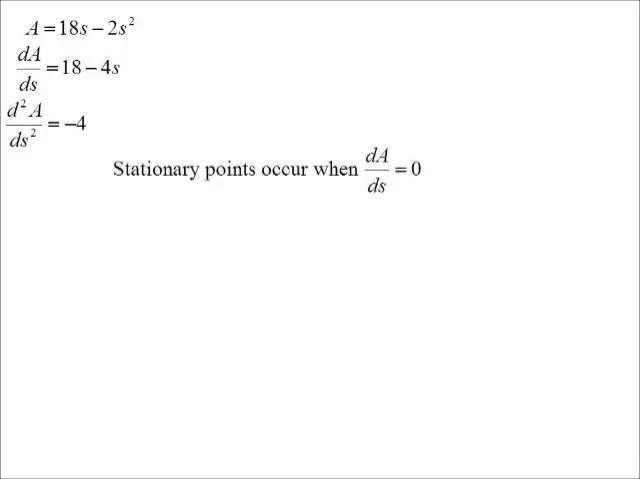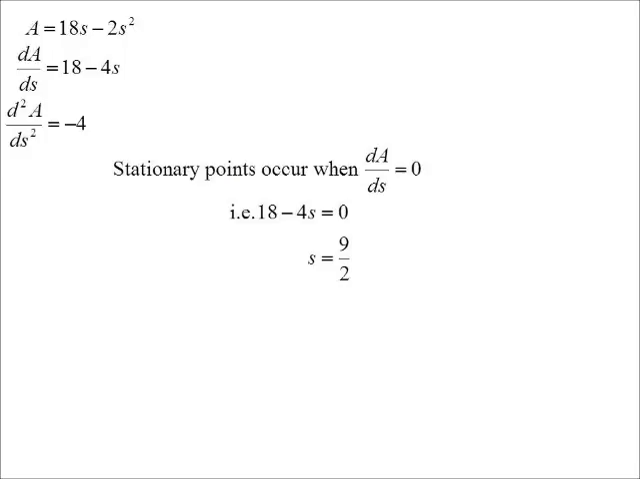Okay, there's area. If I'm going to use calculus, I'm going to need my derivatives. So dA/ds would be 18 minus 4s. And I'll find my second derivative as well. d²A/ds² is negative 4. We know stationary points will occur when, not dy/dx this time, it's dA/ds equal to 0. See, who says we don't have variety? We can use all sorts of letters. 18 minus 4s equals 0 gives me s is 9 on 2.